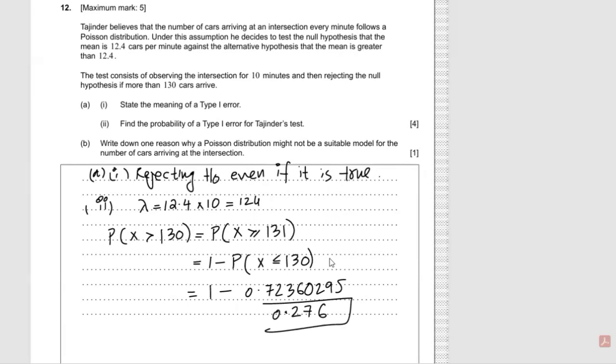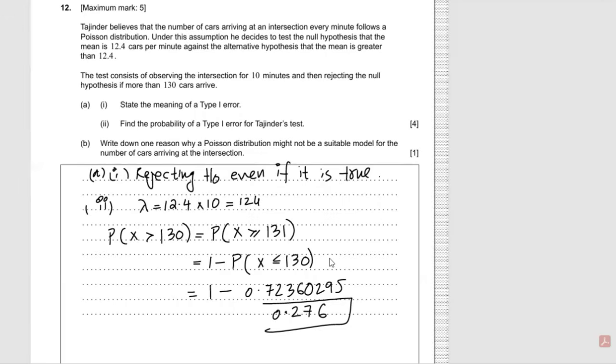Okay, for part B, write down one reason why a Poisson distribution might not be a suitable model for the number of cars arriving at the intersection. One of the biggest problems with the Poisson distribution's authenticity is that you can never actually predict an exact fixed number of people visiting a hotel or a website or the number of cars. So you can say that one simple reason Poisson may not fit is that the cars don't arrive independently. Traffic lights or congestion can cause cars to arrive in groups. So that is one problem.